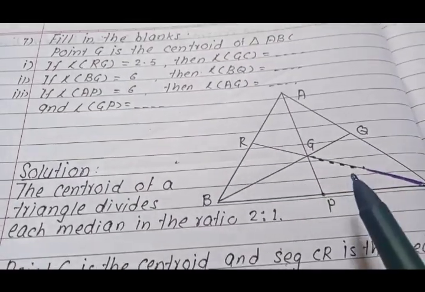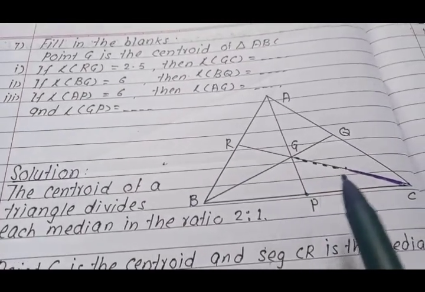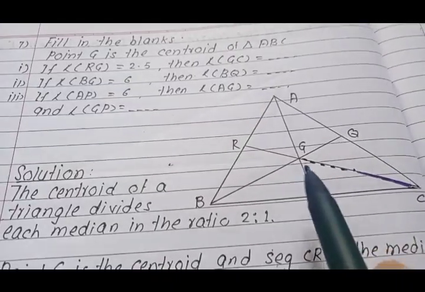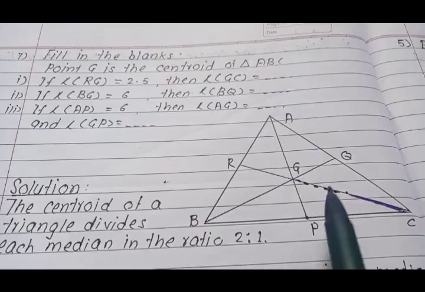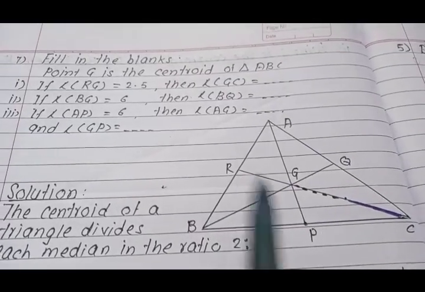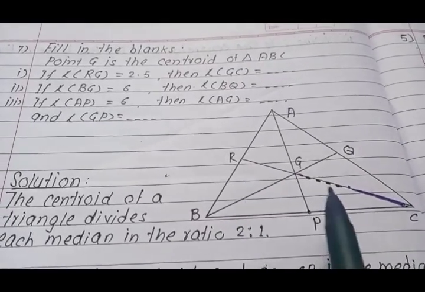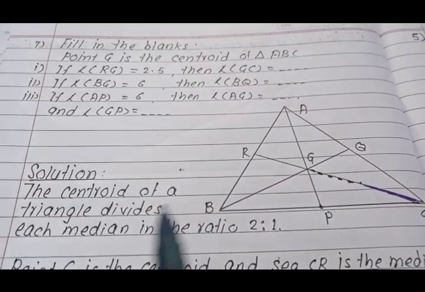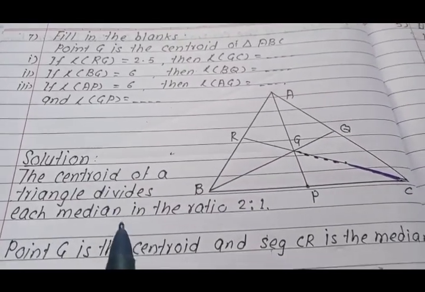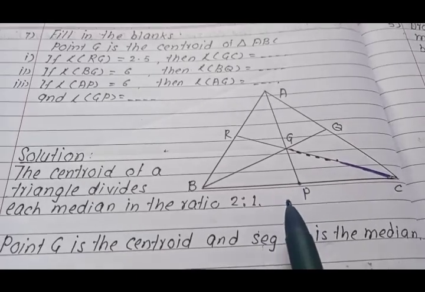This diagram. Solution. The centroid of a triangle divides each median in the ratio 2:1. This is 2 parts, this is 1 part. Here also 2 parts and this 1 part. So the centroid of a triangle divides each median in the ratio 2:1.